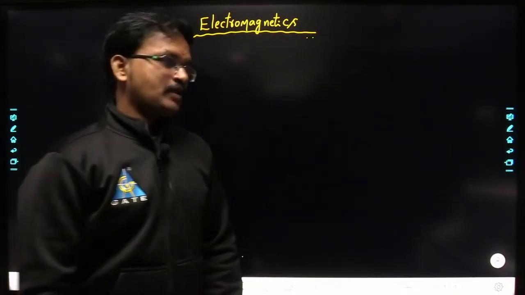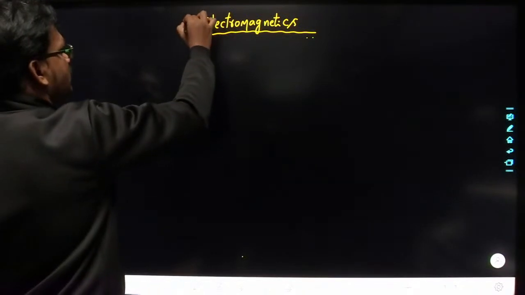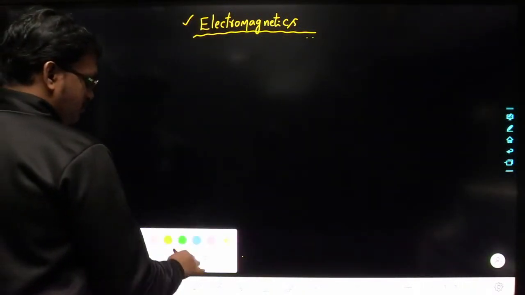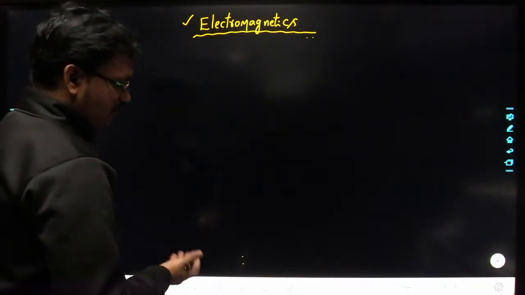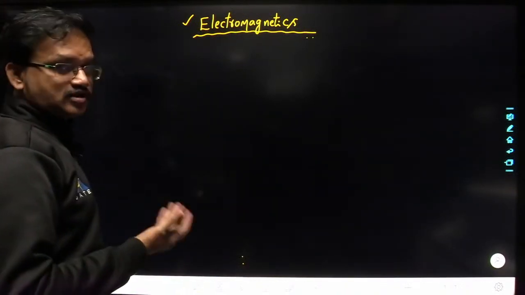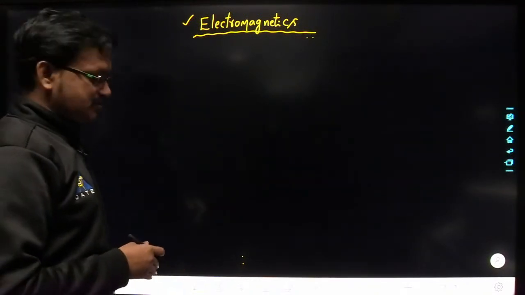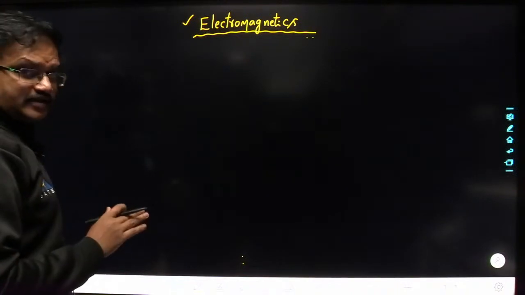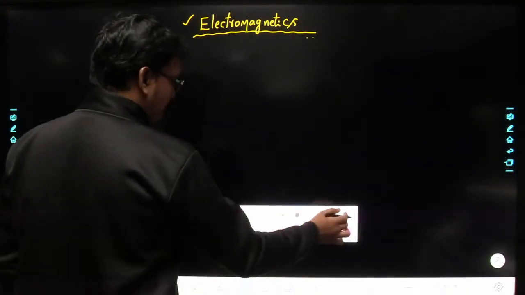Okay. So, we are dealing with the subject electromagnetics, right? We have completed magnetostatics. In the magnetostatics part, we have studied the Lorentz force equation and its applications, then Biot and Savart's law and its applications, and also Ampere's law and its applications. Yes or no? So, we have completed magnetostatics, right? Next topic is time varying fields.